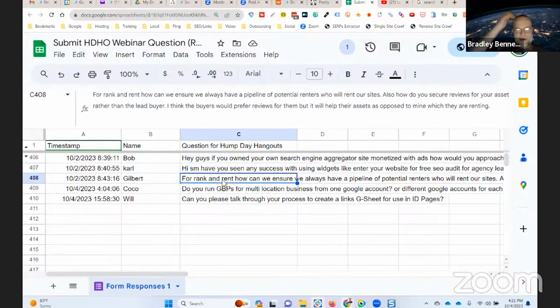Gilbert says, for rank and rent, how can we ensure we always have a pipeline of potential renters who will rent our sites? Well, you have to start a prospecting and marketing machine. Also, how do you secure reviews for your assets rather than the lead buyer?